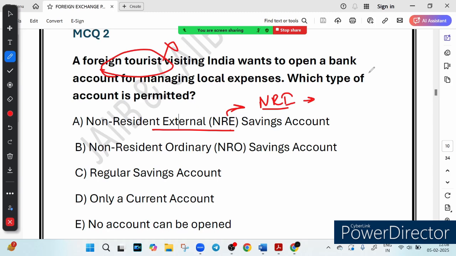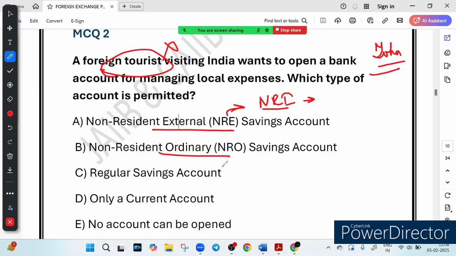Imagine John from the USA, right? He is visiting India for tourism. He earns his salary in US dollars and does not have any income in India. So John cannot open an NRE account because it is only for NRIs who earn outside India and want to deposit in India. Option B says NRO savings account. So this is the correct answer. An NRO account is meant for foreigners who have earnings or need to manage funds in India.